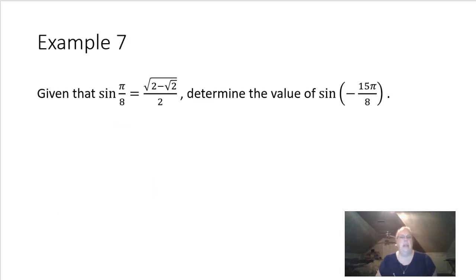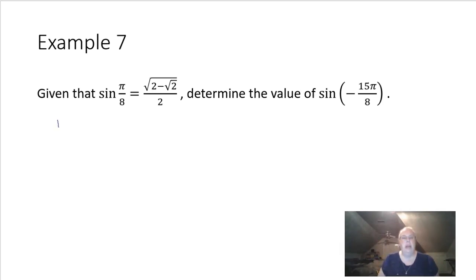Example 7. Given that the sine of pi over 8 is equal to the square root of 2 minus the square root of 2 over 2, determine the value of the sine of negative 15 pi over 8. Okay, we're going to use the property of periodicity here. I'm trying to figure out if pi over 8 is coterminal with negative 15 pi over 8. Because if it is, then I already know what the sine is. In fact, all of the trig functions would be the same there.